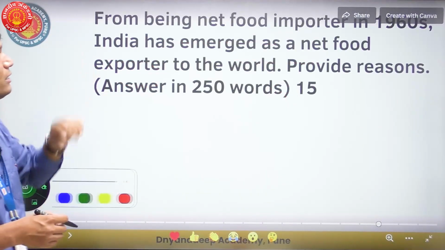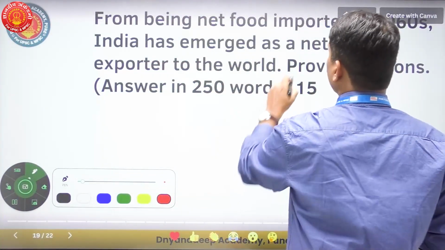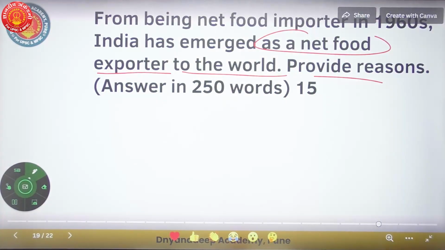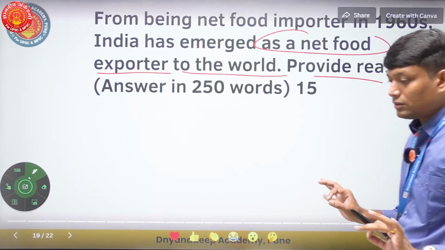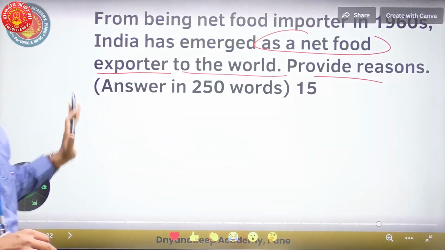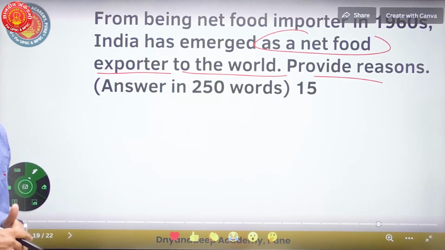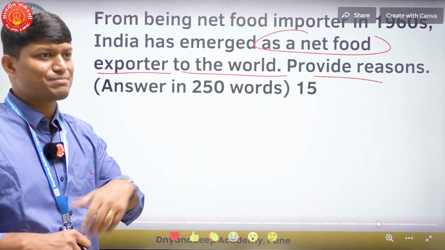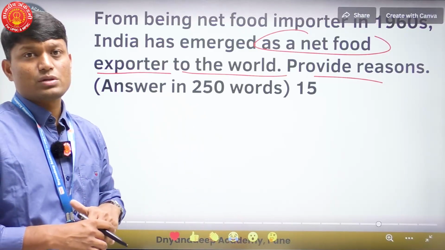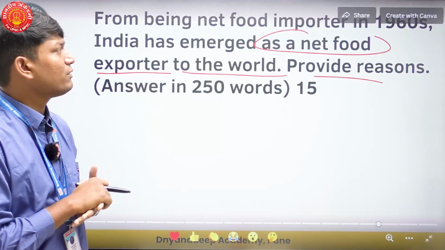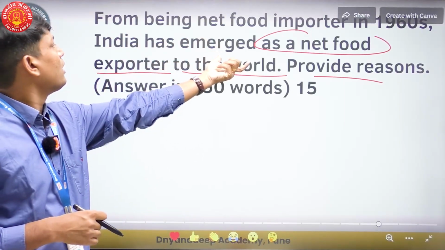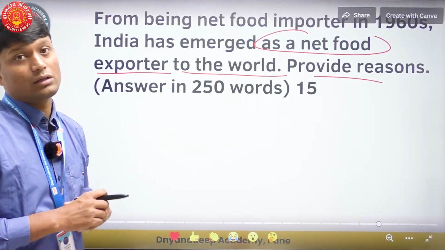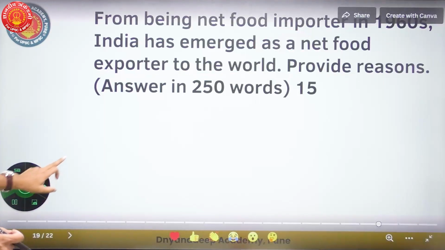Moving next, from being a net food importer in the 1960s, India has emerged as a net food exporter to the world. Provide reasons. Fine. Simple. It is taking you to the green revolution. So agriculture is again a contemporary theme in India. Be it productivity in agriculture or associated issues such as PDS, MSP, all these are contemporary issues. And in that area, we have learned that we are now a net food exporter of the world, because there is good production of various cereals and other food crops. So that is something you are supposed to provide in this area.